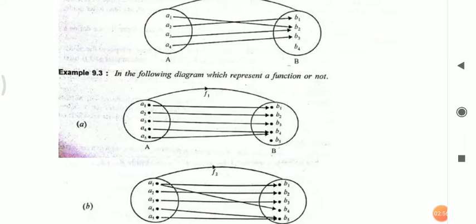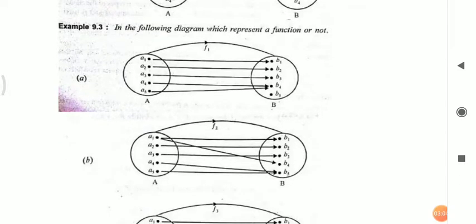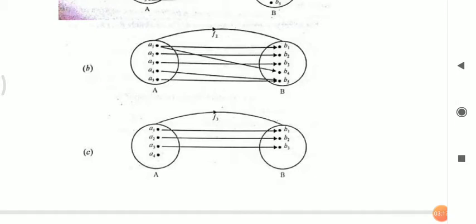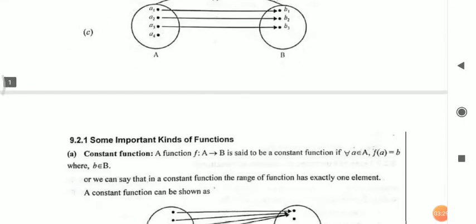So in the first part, you are saying that each element of A has a unique image in B, so f1 is a function. In f2, you are saying that a1 has two images, one is b1 and the other is b4, so it is not a function. f3 is again having unique images, but a4, one element of the domain, does not have any image in set B, so f3 is not a function again.